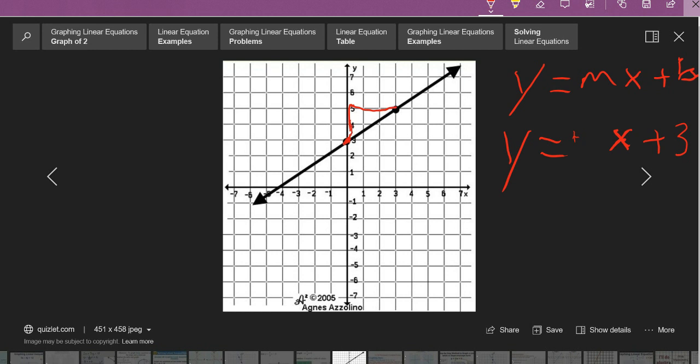We went, rise was 2 and the run was 3. So that means your slope is 2/3. And don't make that into a decimal. Leave it like that. That's in the form rise over run. It's the exact answer. Leave it as 2/3. Your slope, or the equation is y equals 2/3 x plus 3.